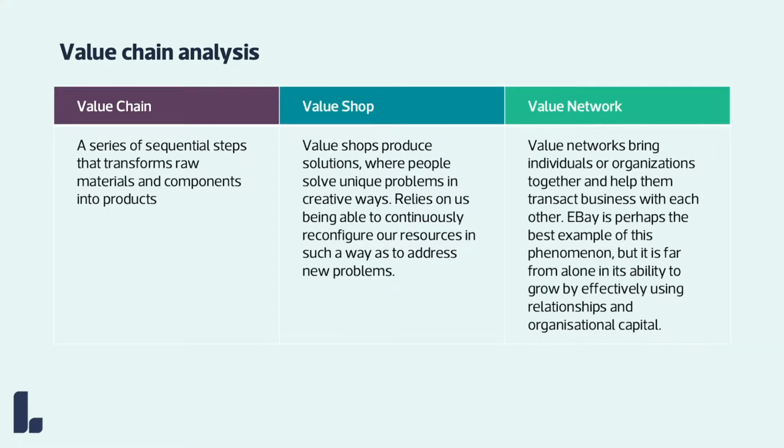A value network, a great example of course is eBay. It's where they bring people together to buy and to sell, and it's the quality of the relationships that they're supporting that makes the model work, the value that they're adding. Whereas actually eBay doesn't own anything other than its ability to offer that network.